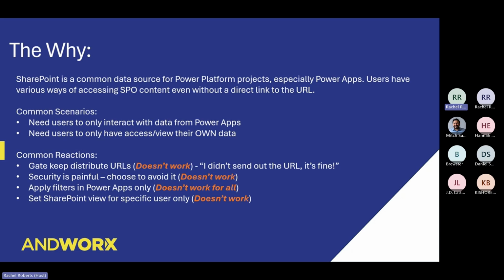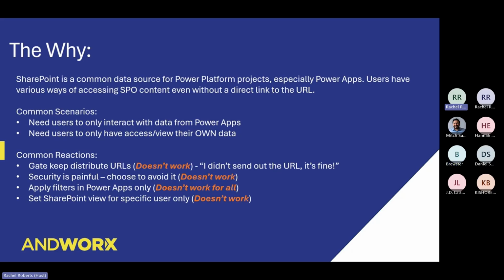Some common scenarios that you run into with Power Platform projects and SharePoint is, you need users to only interact with data from Power Apps. You don't need them going to the list because you might have some conditions in the Power App form that hide or show depending on their choices, and you really don't need them going to the list and messing all that up. Or you need users to only see their data. Maybe it's sensitive data, but not classified, not secret, nothing like that. But maybe it's employee performance data, and you don't want everybody being able to just read who made what bonus, who got rated what score.